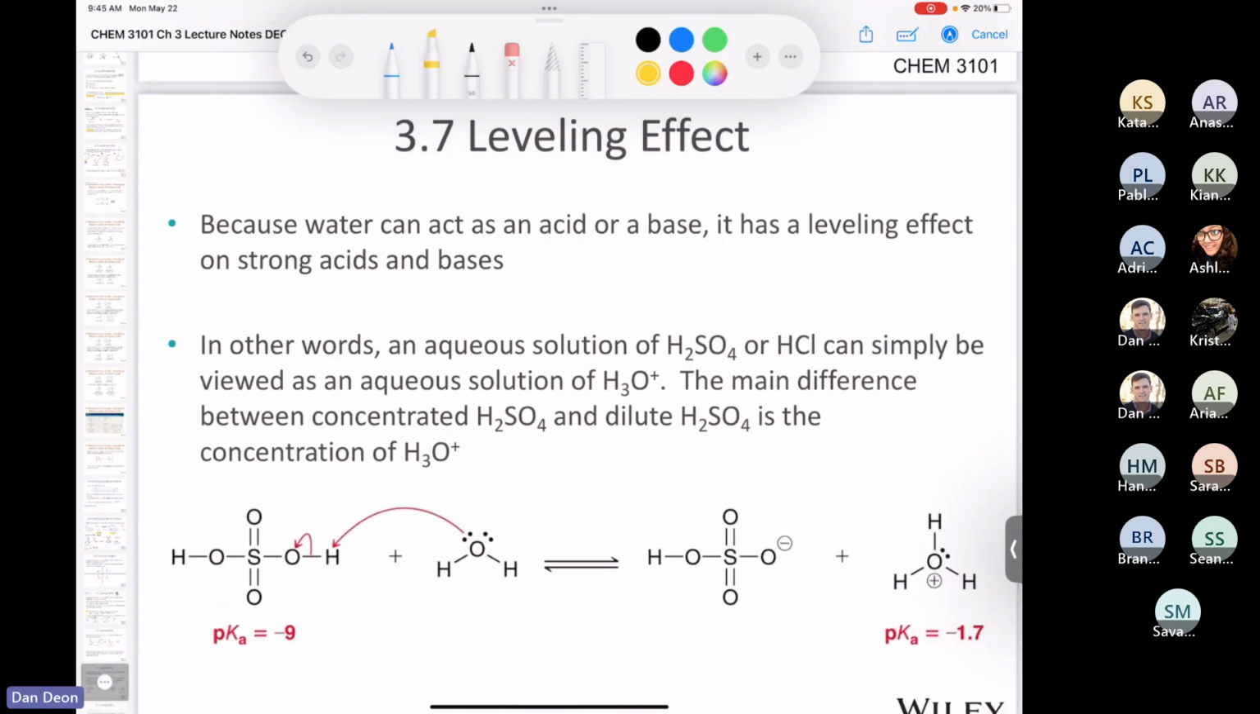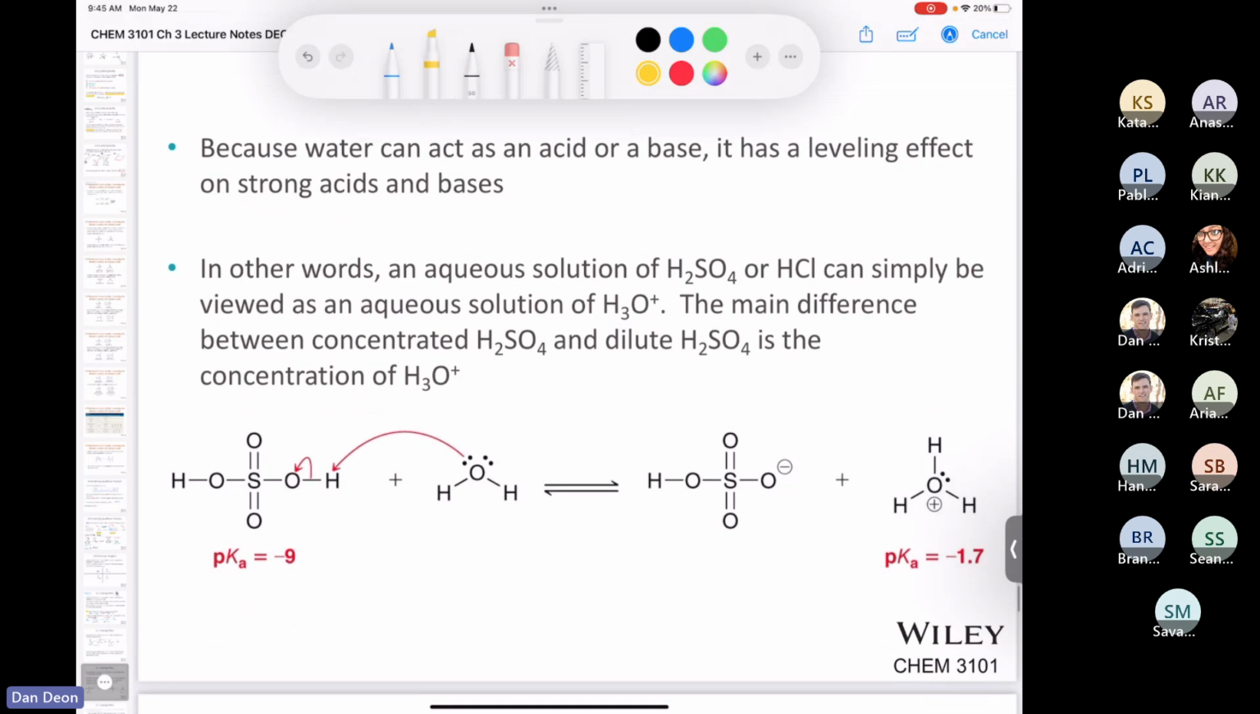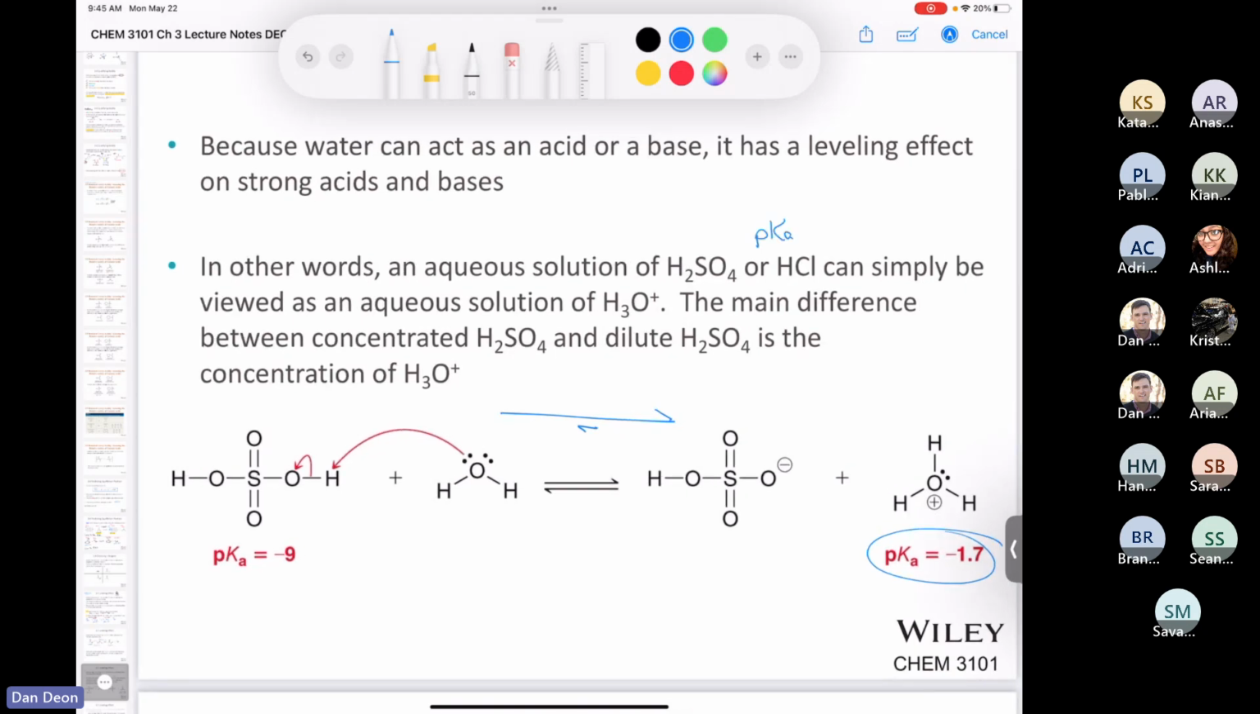All right, so here's just the exact explanation of what I just told you. I just explained it before I came to this slide. But again, it just shows you the equilibrium between sulfuric acid and water. Where's the equilibrium going to lie? It's going to lie to the side of hydronium because it has a lower pKa than sulfuric acid. And again, the same thing would apply for HCl because it has a pKa equal to -7. And that, my friends, is what the leveling effect is.